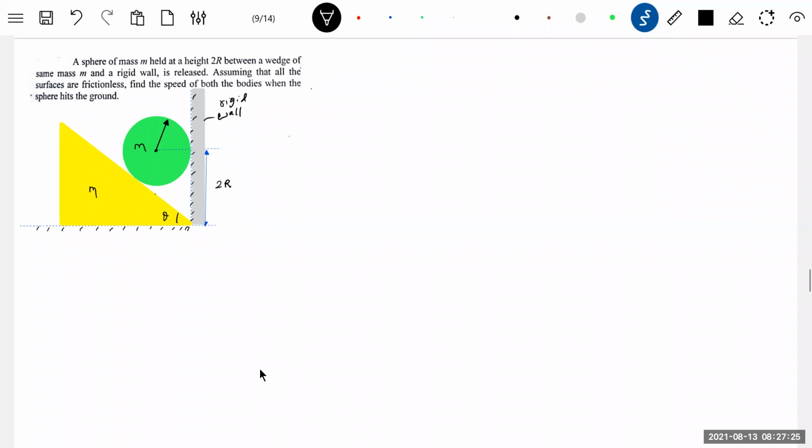How can we do this? How can the wedge move? I think we go back to laws of motion. The idea of laws of motion, I think, has to be taken care of.